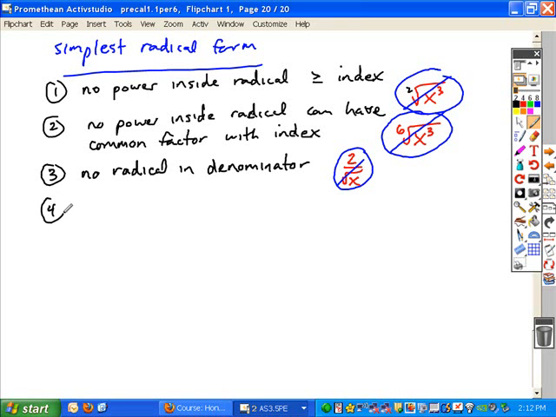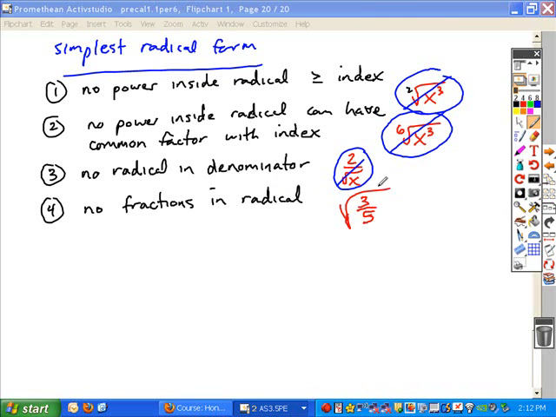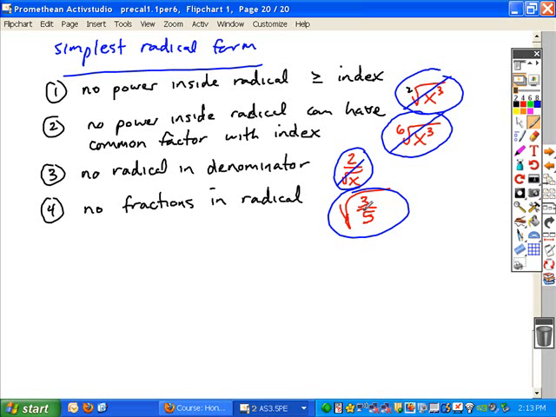And very similar to this, based on the properties we just talked about, you can't have a fraction inside your radical. So if you had the square root of 3/5, once again, because this denominator can be separated, we can apply the rule: square root of 3 over square root of 5. That would then break rule 3. So regardless, you cannot have a fraction inside your radical. Okay, so these are the conditions that have to apply when you work to make sure these conditions are met.